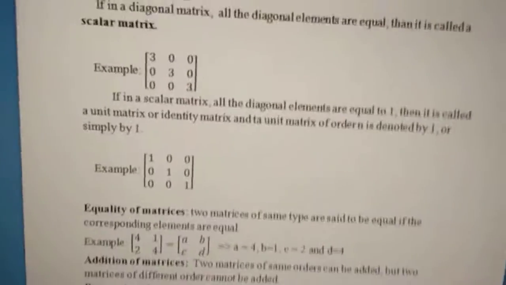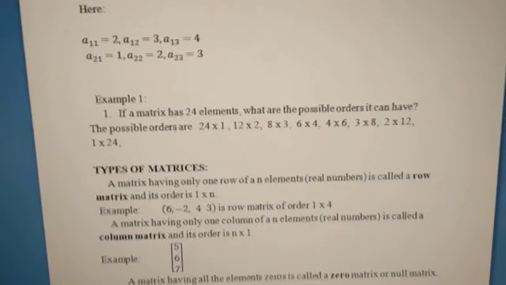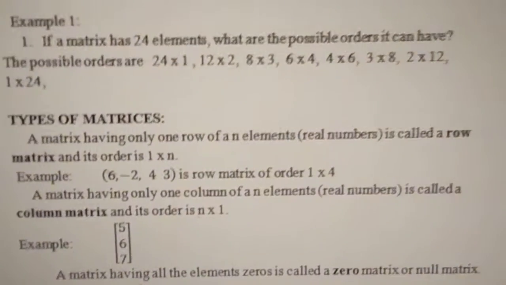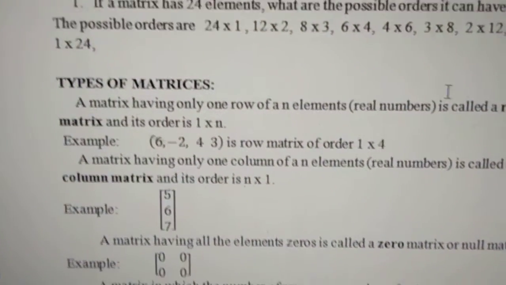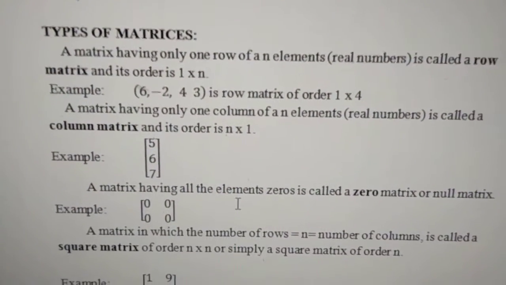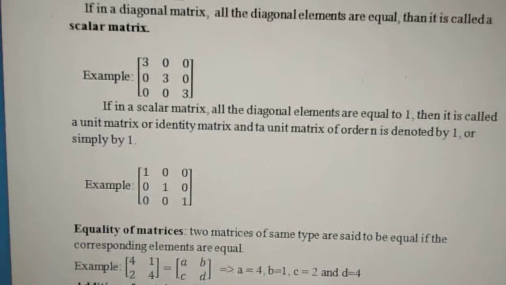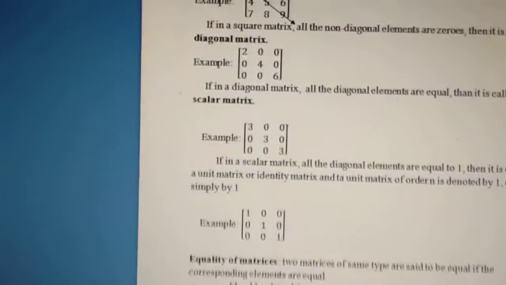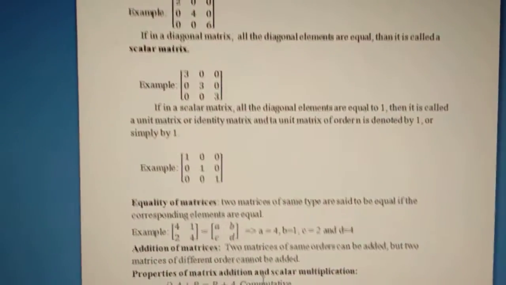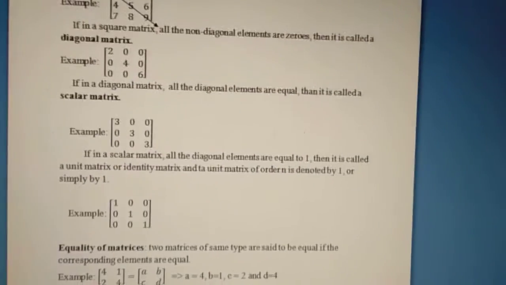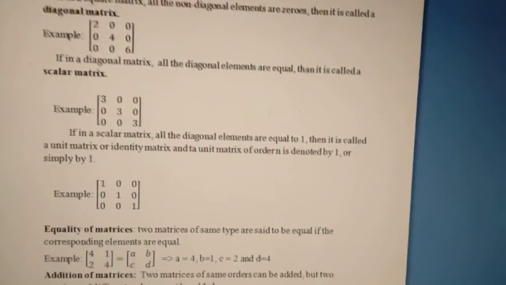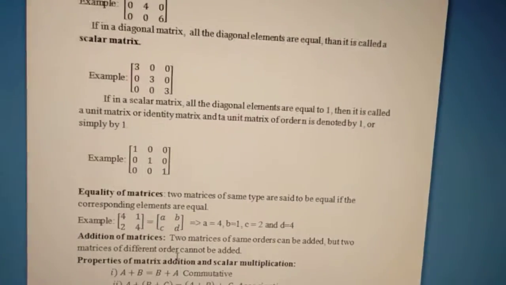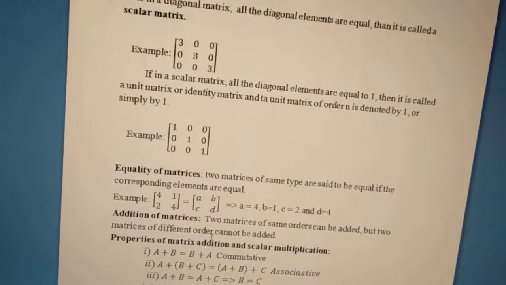So the first and foremost things in the types of matrix: a row matrix, second one is a column matrix, another one is a square matrix. And besides that we have the scalar matrix, and also the diagonal matrix. So these are the types of matrix. Next we shall pass on to how to add this matrix and how to multiply this matrix.